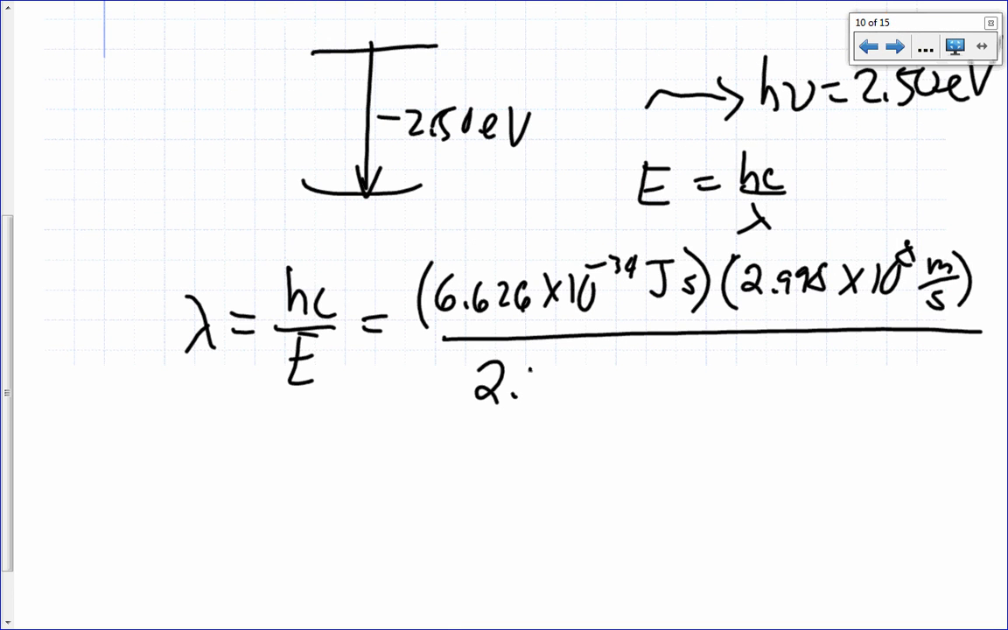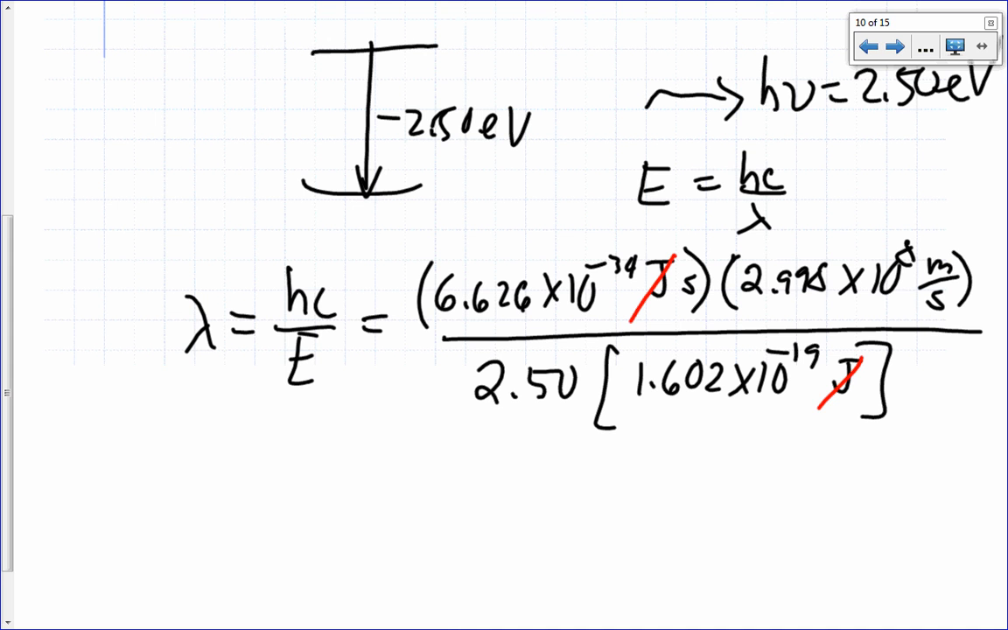Yes, 2.50 electron volts. I can just substitute here. An electron volt is 1.602 times 10 to the negative 19 joules. Quick conversion right there. Because when you say 2.5 electron volts, that's the same thing as 2.5 times electron volts. All right, so joule cancels out, seconds cancel out. This will give you your answer in meters. What's the answer?